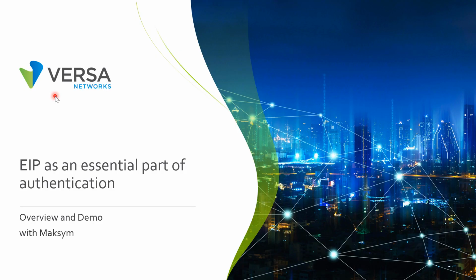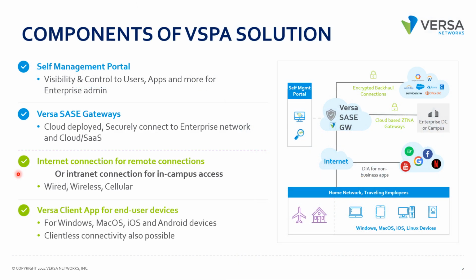Hi, I'm Maxim from Versa, and in this video we are going to review EIP implementation in Versa SASE solution. EIP stands for Endpoint Information Profile, and it is a security function that can classify endpoints based on multiple types of endpoint posture information. The EIP feature is delivered as part of Versa SASE solution within the VSPA or VSIA bundle.